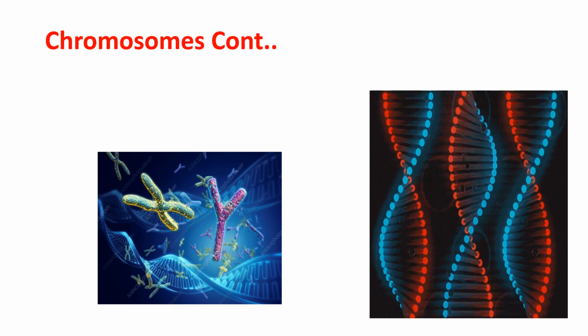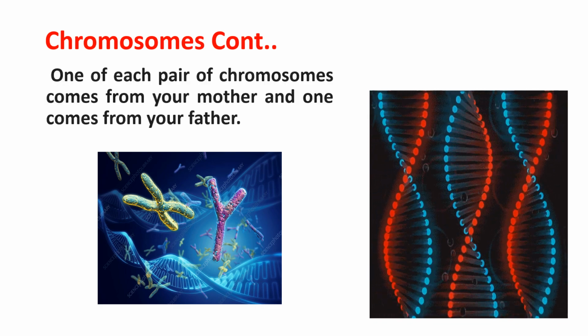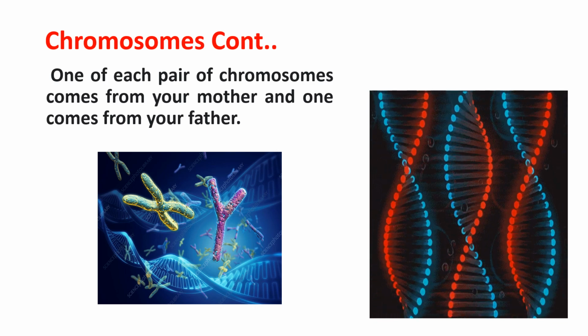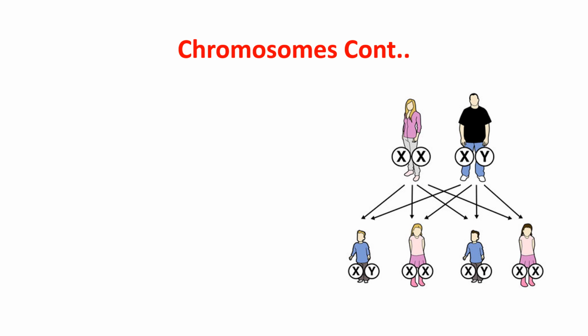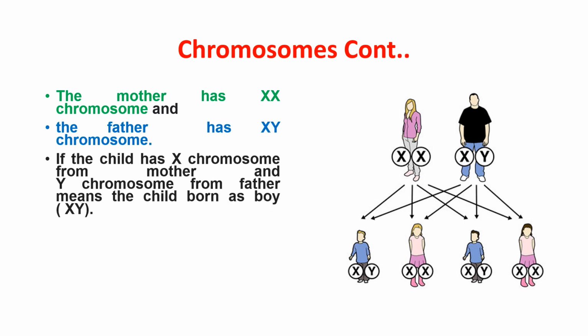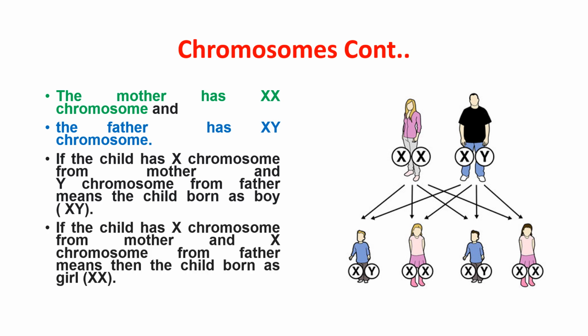One of each pair of chromosomes comes from your mother and one comes from your father. The mother has XX chromosomes and the father has XY chromosomes. If the child has an X chromosome from the mother and a Y chromosome from the father, the child is born a boy, that is XY. If the child has an X chromosome from the mother and an X chromosome from the father, then the child is born a girl.